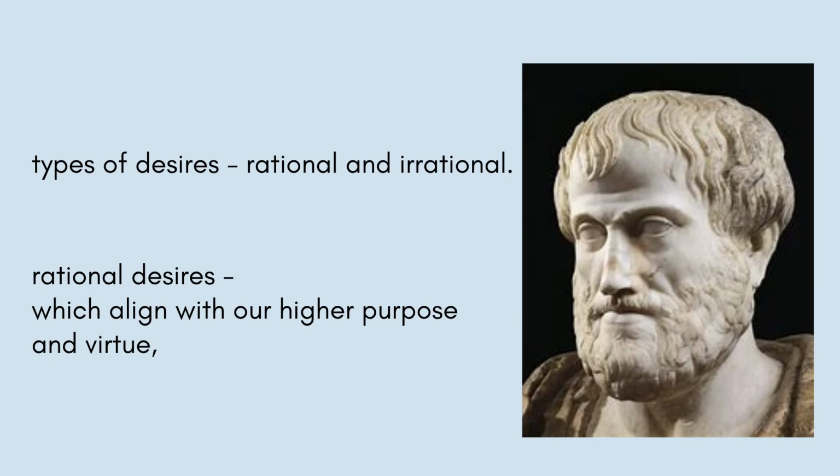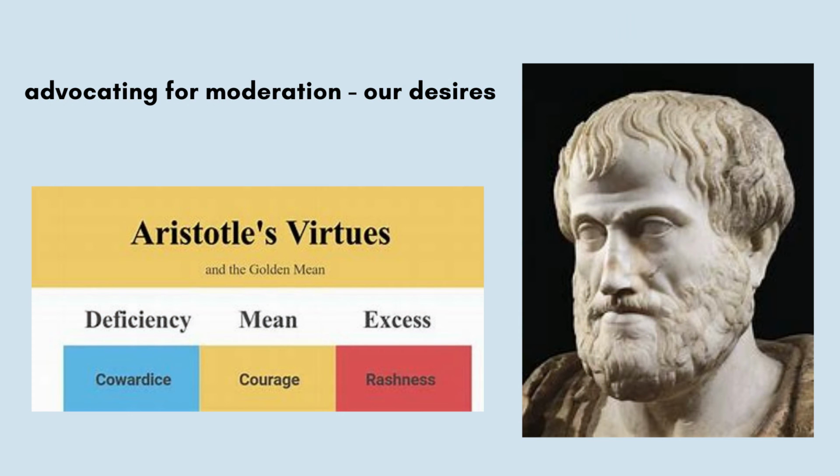In contrast, Aristotle presents a more grounded view of desire in his work Nicomachean Ethics. He distinguishes between different types of desires, notably rational and irrational. Aristotle argues that rational desires, which align with our higher purpose and virtue, lead to genuine happiness. However, irrational desires can lead us astray, causing conflict and dissatisfaction. He introduces the concept of the golden mean, advocating for moderation in our desires to achieve true fulfillment.